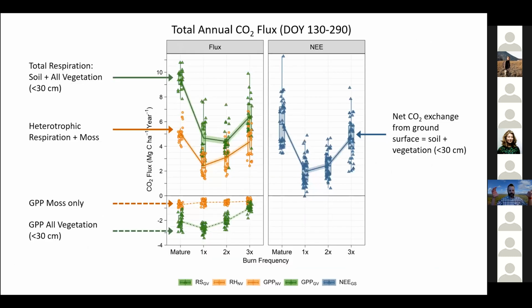Now, if we ignore the sites and bring all the data together and look at the annual flux patterns, if you focus on the orange lines in the first panel where it says flux, you can see a large decline in flux in the 1-time burns from the controls, and then a distinct increase over the burn frequency. By the 2-time burn, you've increased by about 28%, and by the 3-time burn, we've increased by as much as 80% over a 1-time burn.